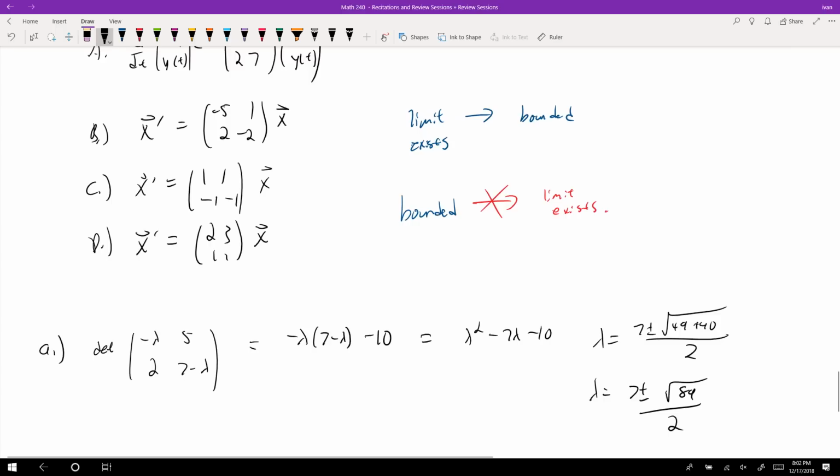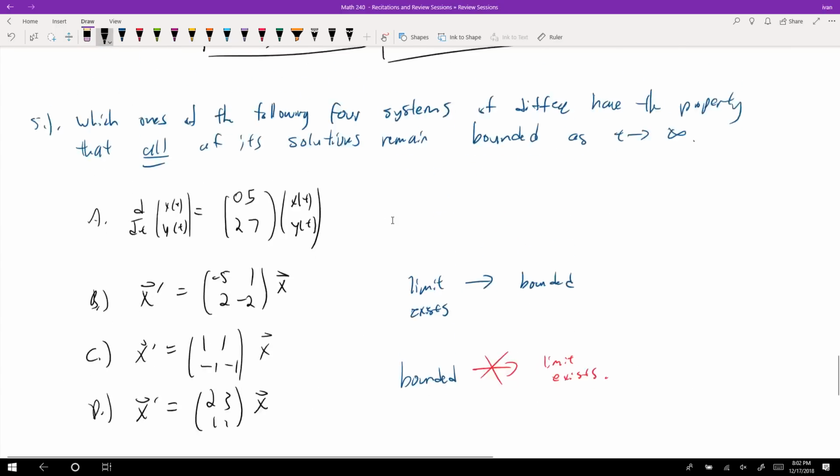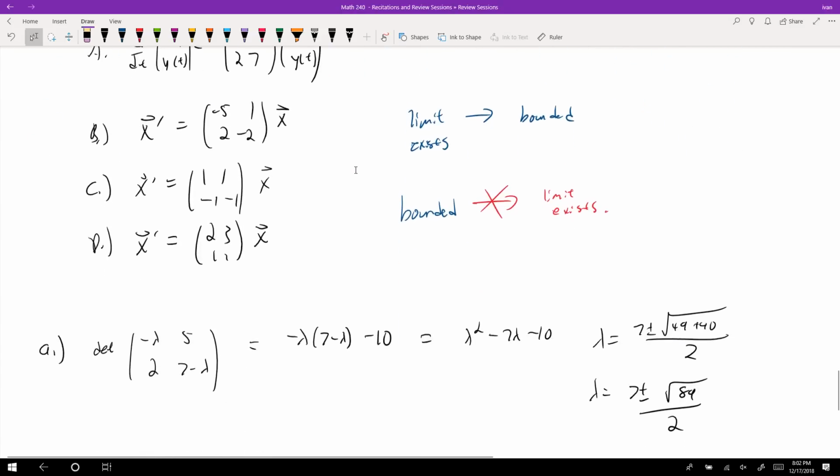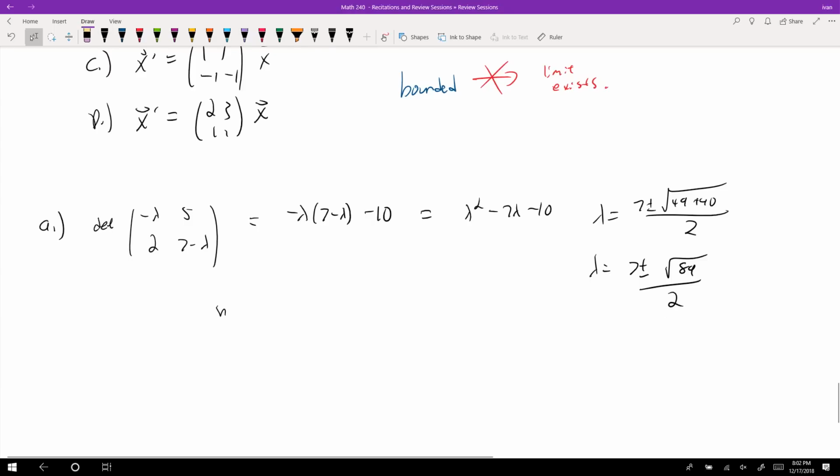Okay, but what does the problem ask? The problem asks, which of the following four systems have the property that all of its solutions remain bounded, right? So here, if you just take the plus sign, if you just take 7 plus root 89, there's no way that's negative. So this one's not bounded.